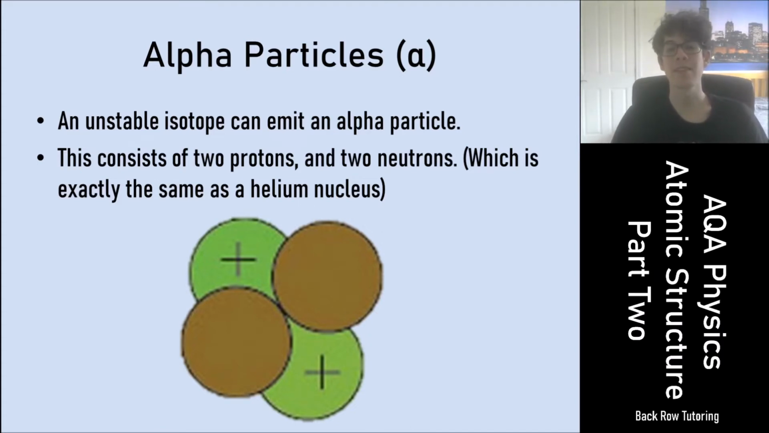So an unstable isotope can emit an alpha particle. This consists of 2 protons and 2 neutrons, which is exactly the same as a helium nucleus.